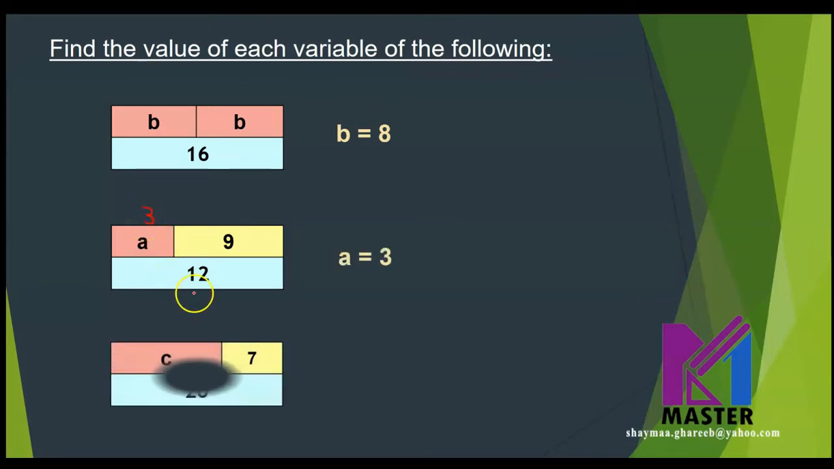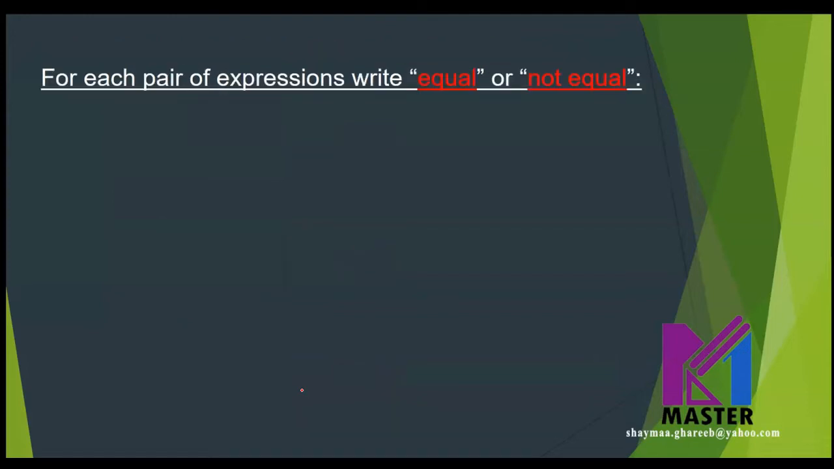Let's see one more example. I have C and 7, and the total, or the sum, is 20. So 7 plus what gives 20? Yes, it is 13. Then the C equals 13. I can get it by subtracting the 7 from the 20. Okay, 20 minus 7 gives 13. Is this clear how we can use letters to represent some numbers?